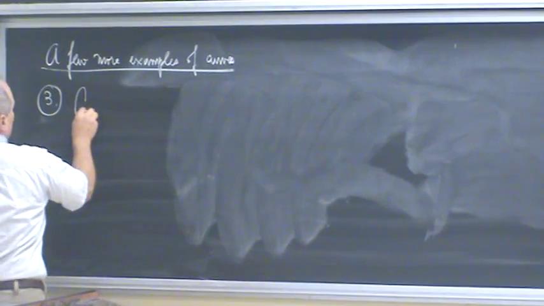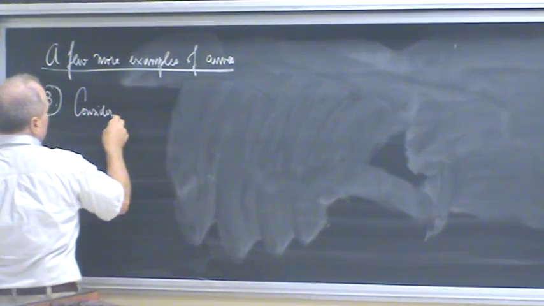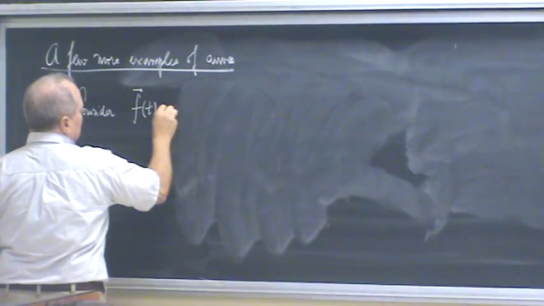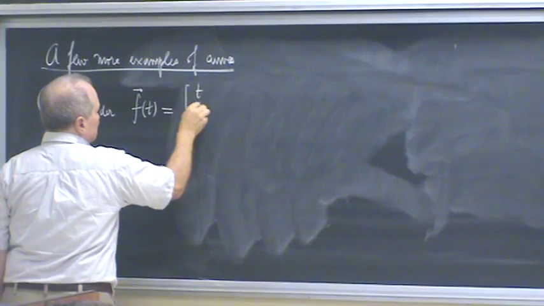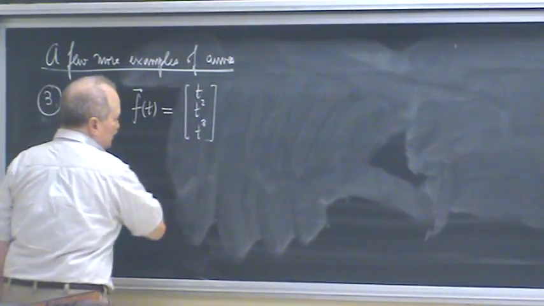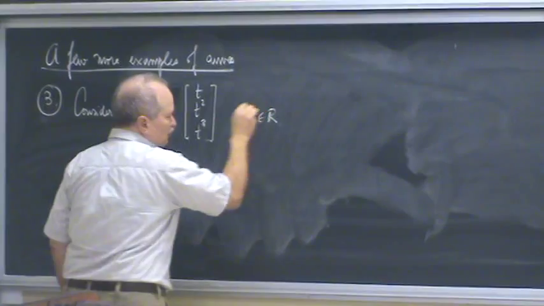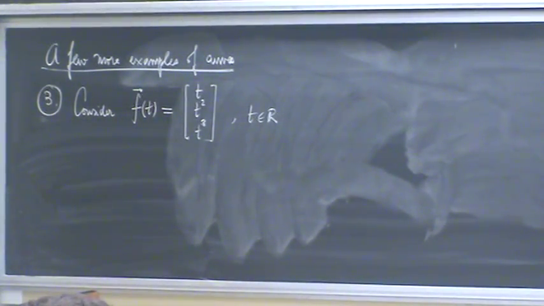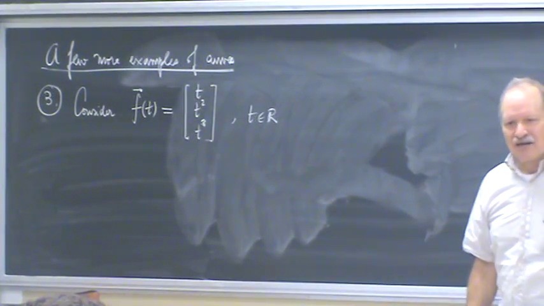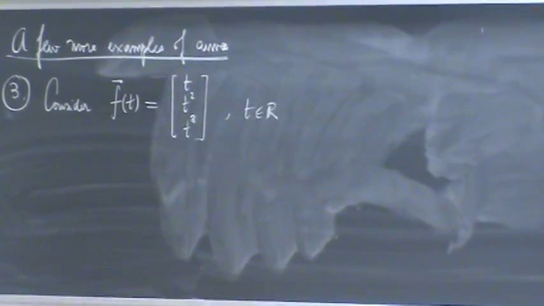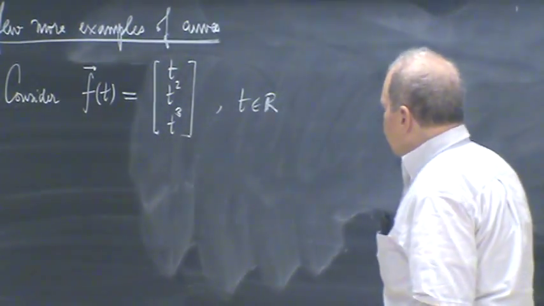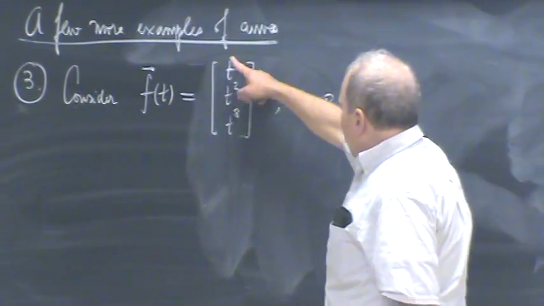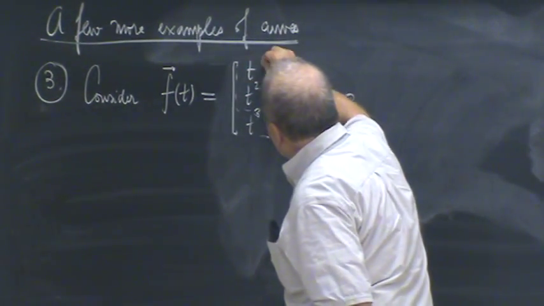So consider f of t is t, t squared, t cubed. So this is a curve that's a little more complicated than you're used to. But we can figure out bits and pieces of it and get somewhere here. For example, suppose I just looked at the first two coordinates.